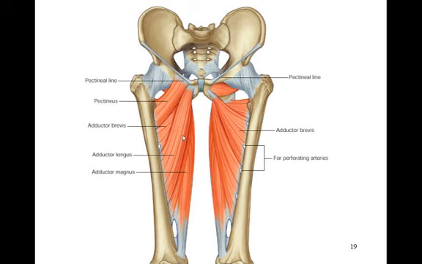Again, you probably don't go around adducting your leg a lot in open chain, but very important muscle for gait and for running. You might remember one of the actions of the adductors as a group is to flex the femur from an extended position, and so we often do use that to pull that leg through during ambulation and during running.